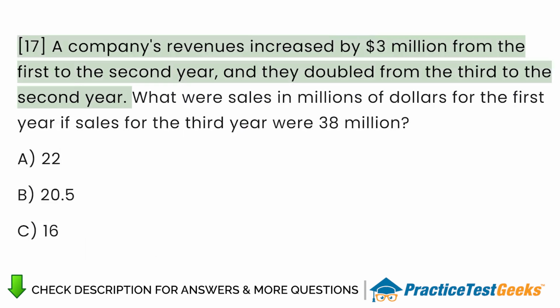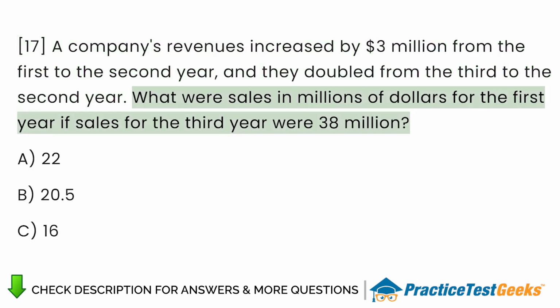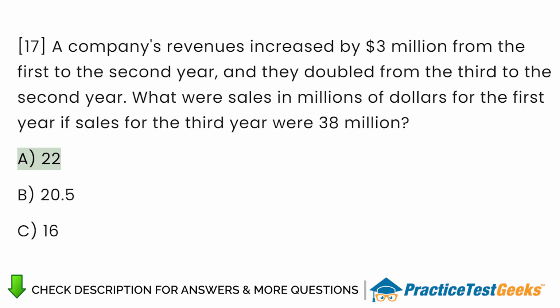A company's revenues increased by $3 million from the first to the second year, and they doubled from the third to the second year. What were sales in millions of dollars for the first year if sales for the third year were $38 million? A, 22. B, 20.5. C, 16.